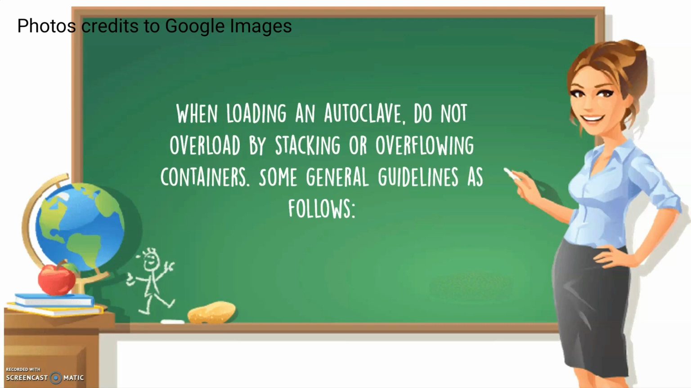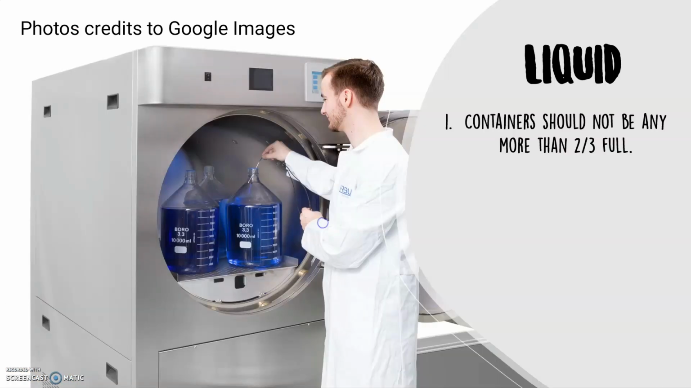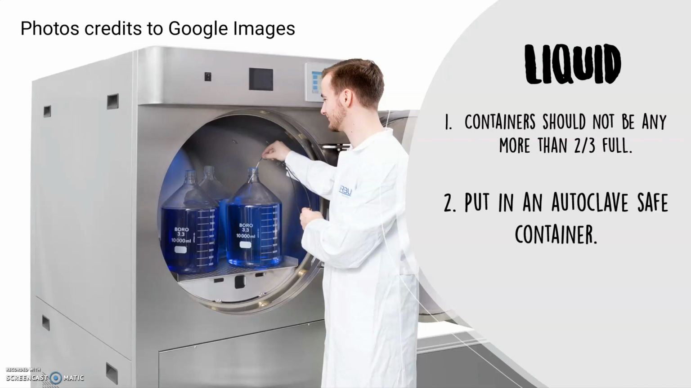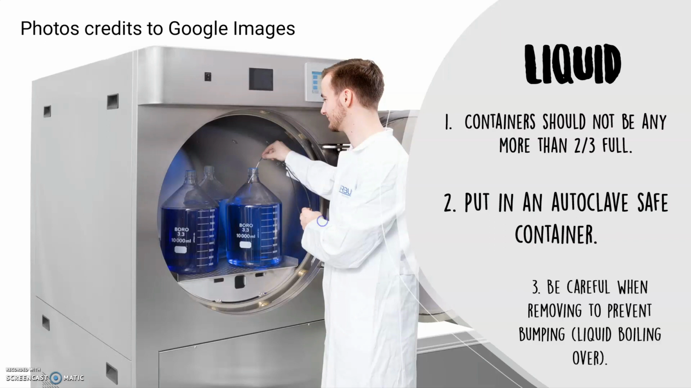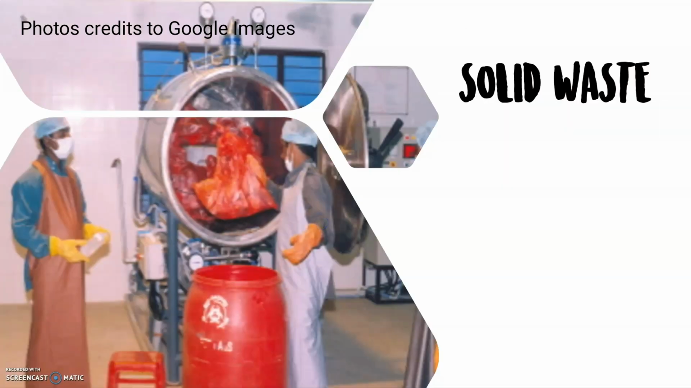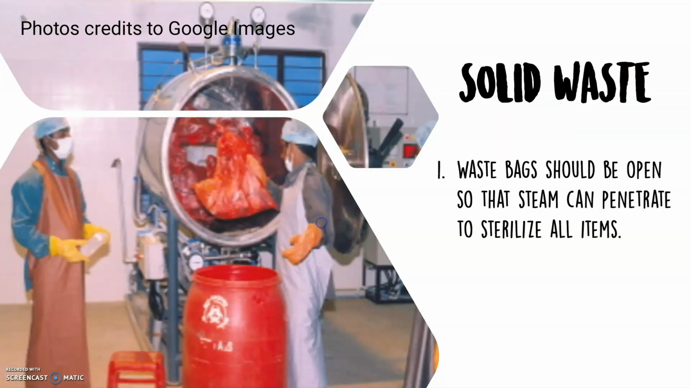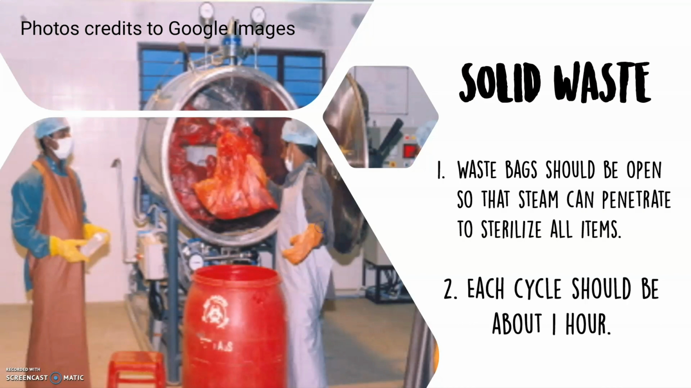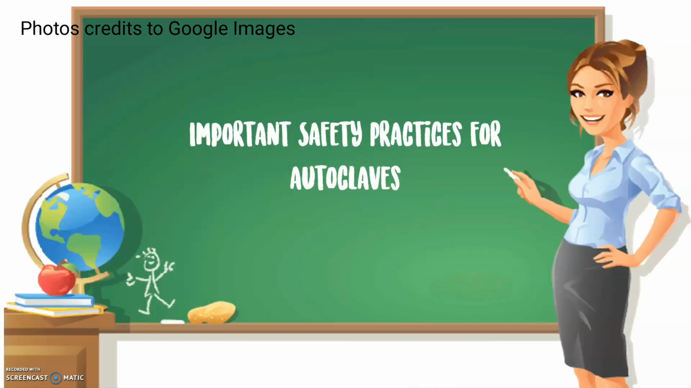Some general guidelines are as follows. For liquid, containers should not be any more than 2/3 full. Put in an autoclave safe container. Be careful when removing to prevent bumping or liquid boiling over. For solid waste, bags should be open so that steam can penetrate to sterilize all items. Each cycle should be about 1 hour.